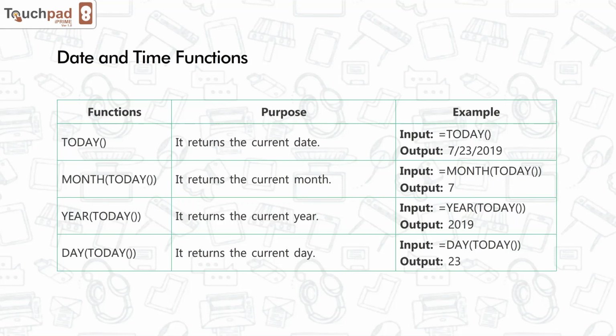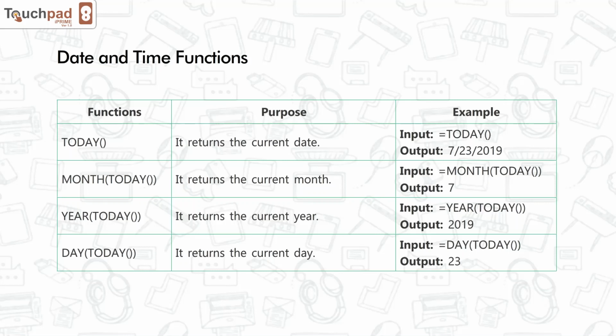It returns the current month. Input: =MONTH(TODAY()). Output: 7. YEAR(TODAY()). It returns the current year. Input: =YEAR(TODAY()). Output: 2019. DAY(TODAY()).